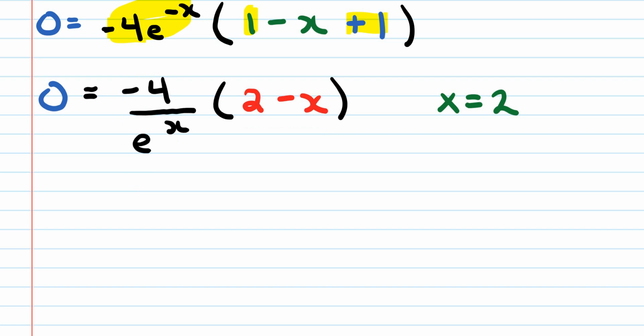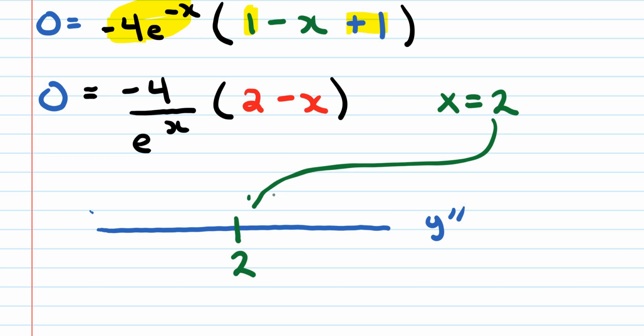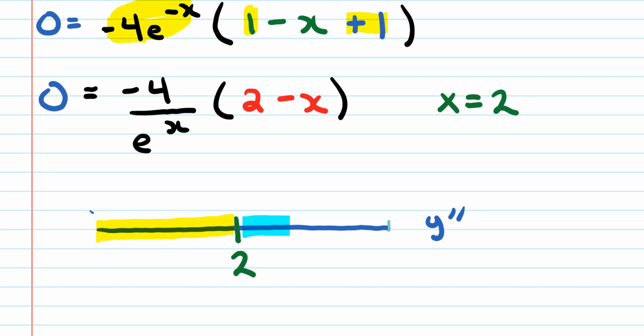We just need to test it now, and in order to test that, I need another number line here. So I will draw a number line like that. And this is my second derivative, and on that second derivative I will put my x value of 2 on there. So this 2 goes there. And now I need to test both regions. So I have a yellow region and I also have a blue region.